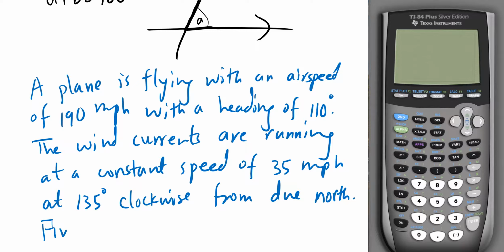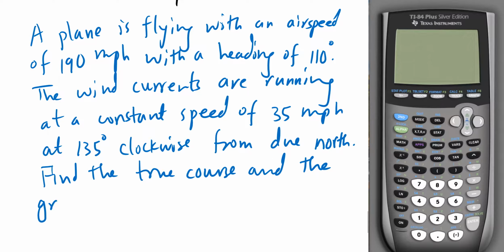We are asked to find the true course and the ground speed of the plane. This is a very interesting question because it has two things that need to be done. First, you think about it in a real life situation, what happens, how they monitor all these flights, and the other thing is we're going to see how we can use trigonometry to solve such a problem.